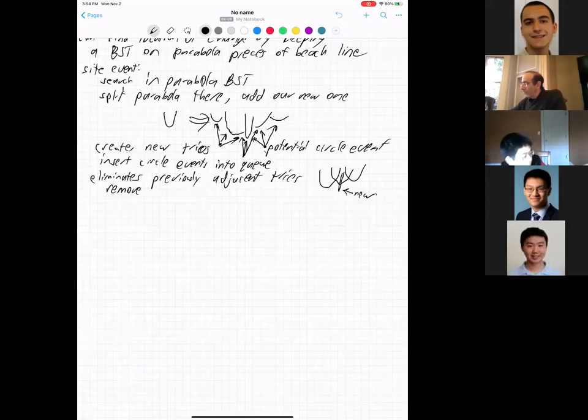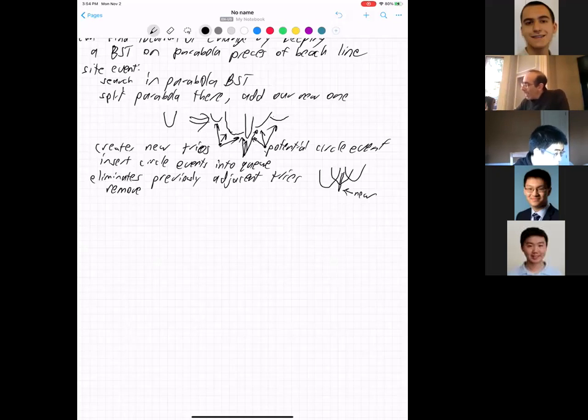I see. So what maintains the sequence is actually the pieces created by the intersection of parabolas. Exactly. So a site event happens. We insert a parabola. This creates some new trios, and we have to put those circle events into the queue. It eliminates some old trios, so we remove their circle events from the queue because they can't happen, because those parabolas are no longer adjacent to each other.